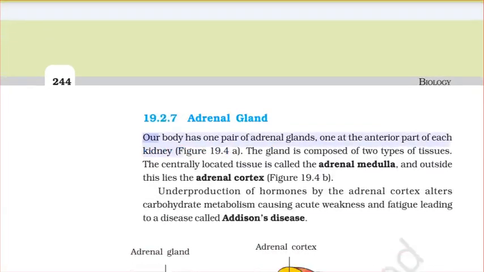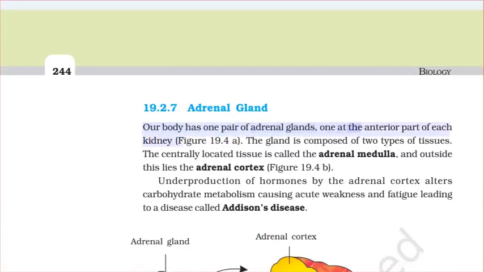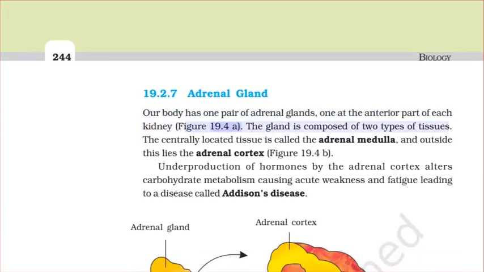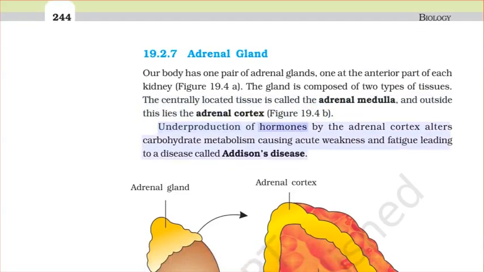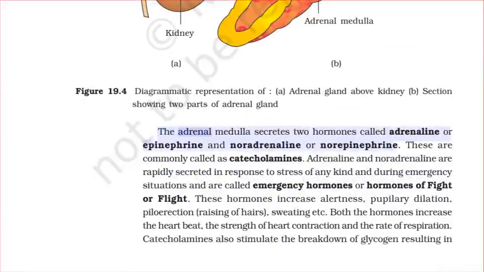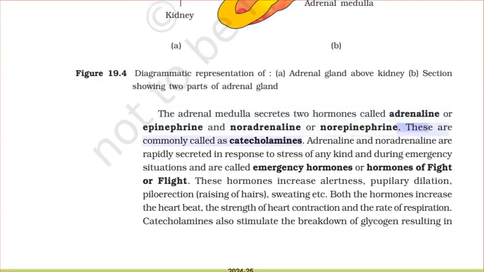Adrenal gland. Our body has one pair of adrenal glands, one at the anterior part of each kidney. The gland is composed of two types of tissues. The centrally located tissue is called the adrenal medulla, and outside this lies the adrenal cortex. Underproduction of hormones by the adrenal cortex alters carbohydrate metabolism, causing acute weakness and fatigue, leading to a disease called Addison's disease. The adrenal medulla secretes two hormones called adrenaline, or epinephrine, and noradrenaline, or norepinephrine. These are commonly called catecholamines.